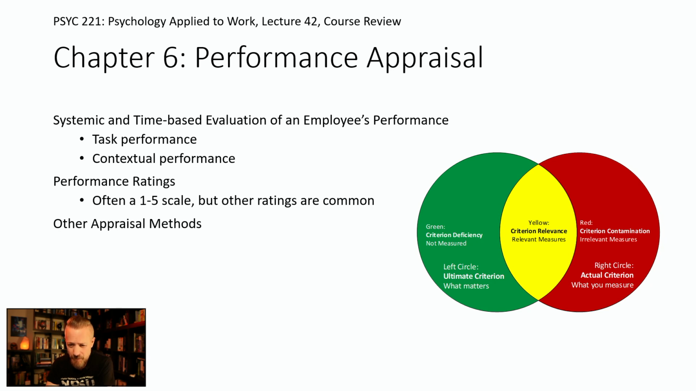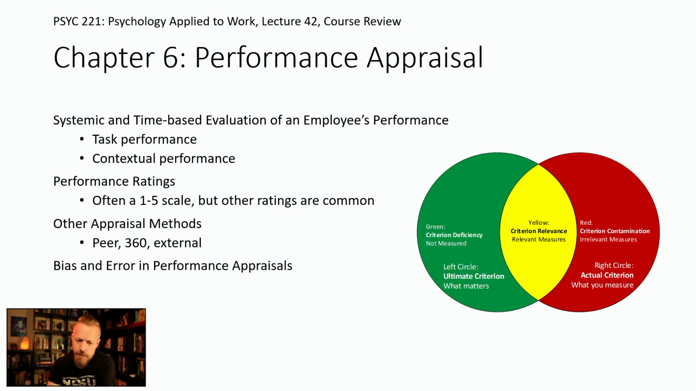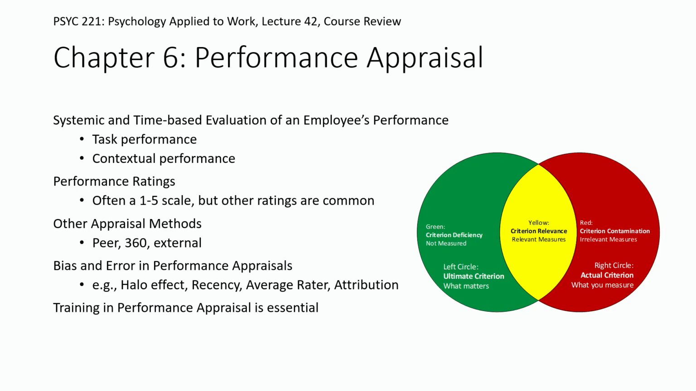There are other appraisal methods, things like peer appraisal. There's 360, where it's your peers, people that might work for you, and people that you work for, all appraising you, or it could even be external, like a supplier or key partners or even customers providing feedback. And then we talked about bias and error, and there's lots of bias and error, a lot of cognitive heuristic stuff that drives certain kinds of thinking that can lead to errors and biases. The halo effect, recency effect, average rater phenomenon, attribution bias, and that drives the importance of training.